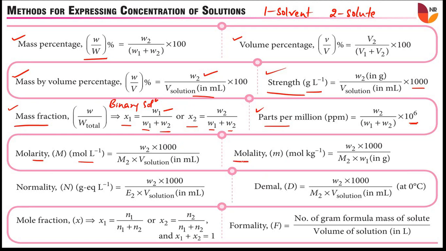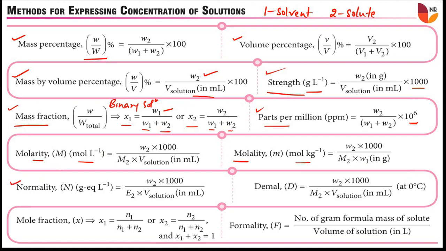Next, molality. The unit of molality is mole per kg, where kg indicates that the weight of the solvent is in grams or kilograms. That is W2 into 1000 divided by M2 into W1. So W2 indicates the weight of the solute, into 1000, divided by the molecular mass of the solute into the weight of the solvent in grams. And there is one more method called normality.